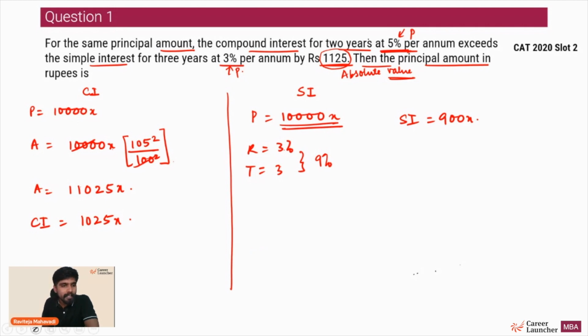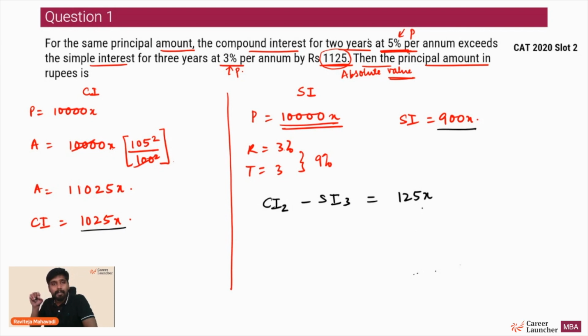Now one place I have got 1025x, other place I have got 900x. The difference between compound interest of 2 years and simple interest of 3 years is 125x. Till now I have only dealt in percentages by assuming some value. Now comes the absolute value into the picture. How much is the absolute value? 1125. 125x is 1125. That means x is equal to 9.